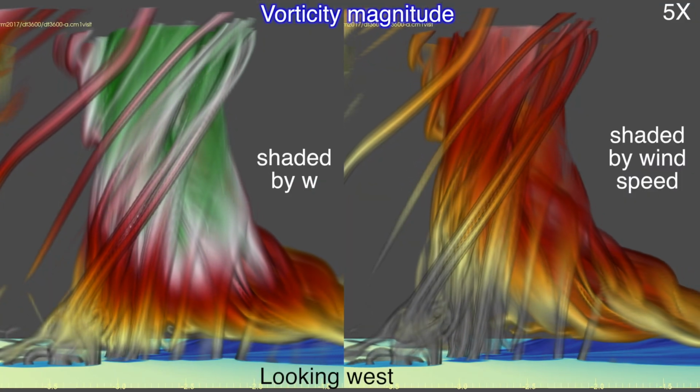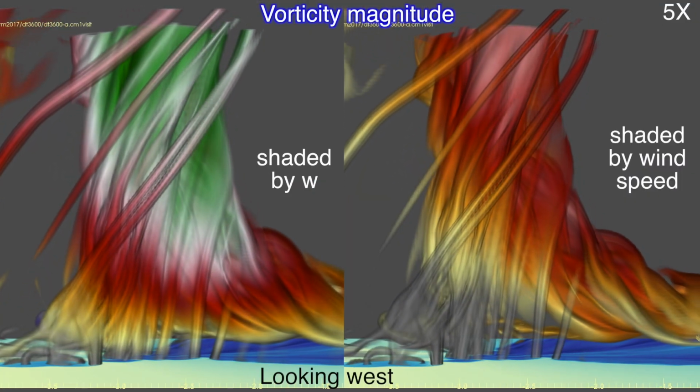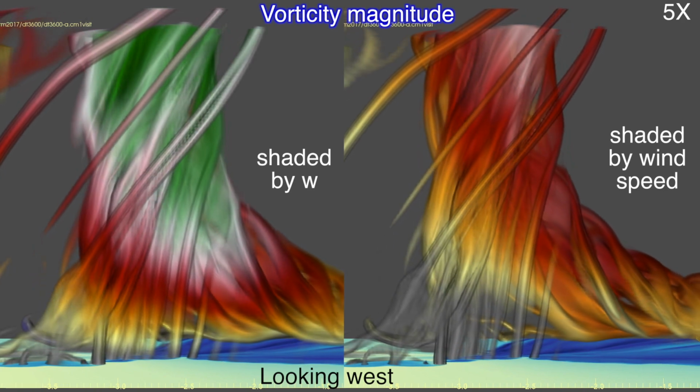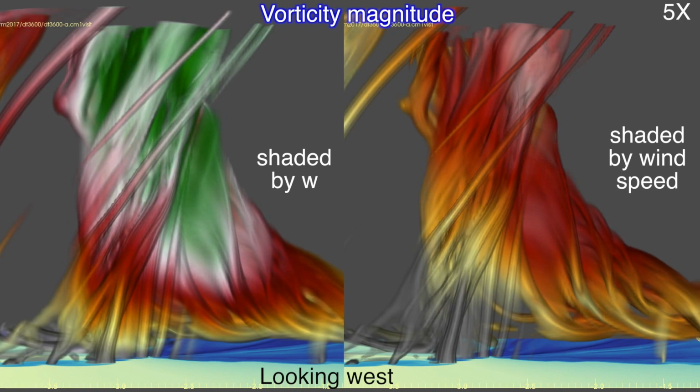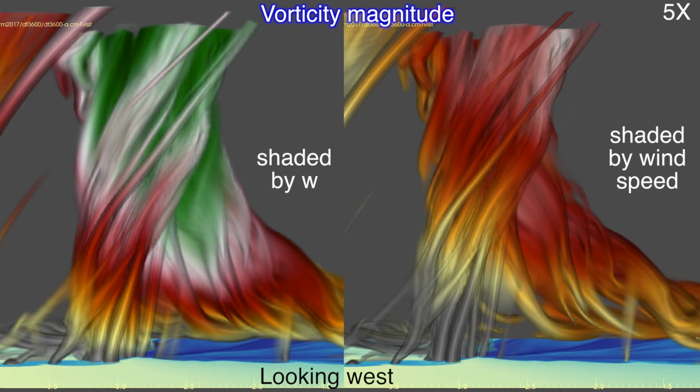Okay, this is some really cool new stuff. This is the same vorticity field. I'm shading this one by the vertical component of the wind, this one by the wind speed, and I'm using some slightly different parameters here. You notice it's a little sharper focus here. You're looking into the storm more.